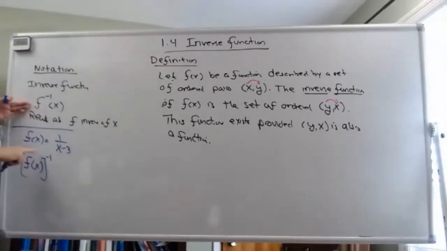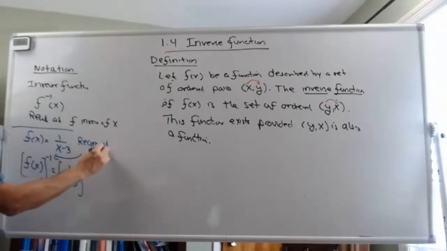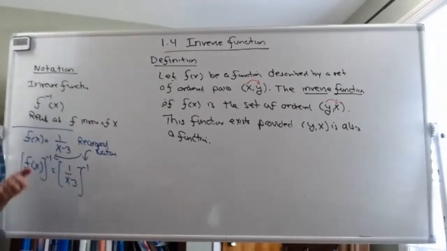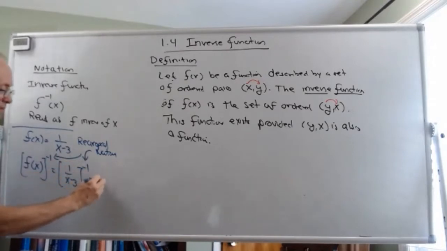Notice there's a difference here. Over here, well, I take my f, plug it in, 1 over x minus 3. This is the reciprocal notation. So this notation is not inverse notation, it's reciprocal notation. And that's where it can get confusing. We do that very frequently in mathematics. We use the same symbol to represent something else. This means I just flip this, and this becomes x minus 3.